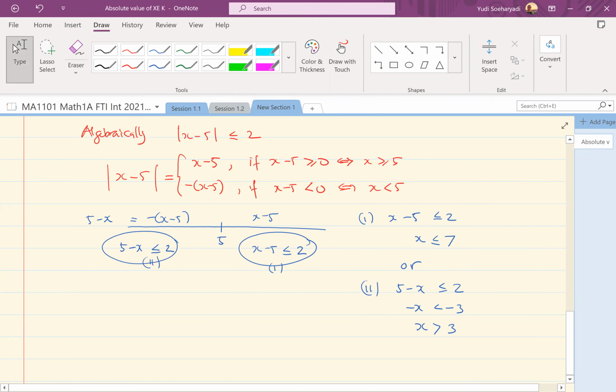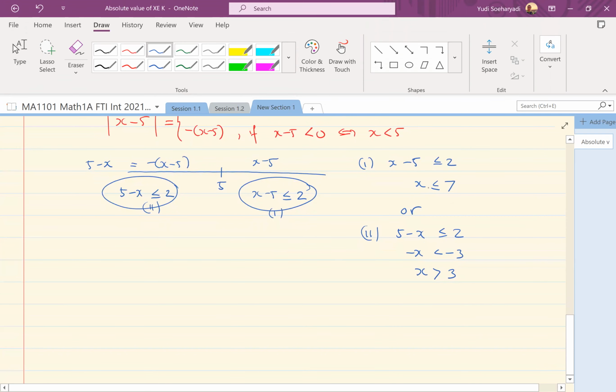So you see the solution would be, sorry, this one.